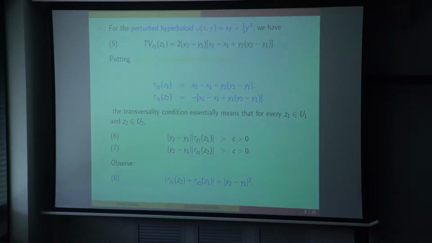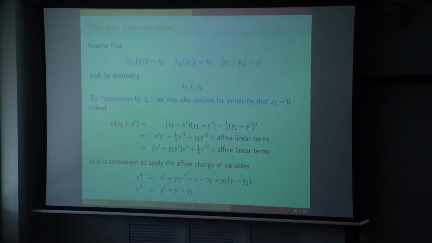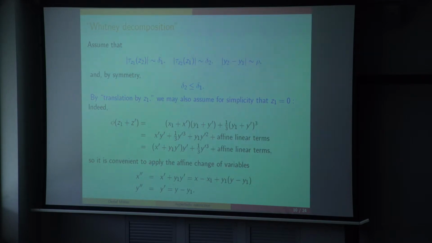So let's see. What can we do with this? This suggests choosing situations where tau z1 of z2 is of a certain size delta 1, tau z2 of z1 is of another size delta 2, and the distance between y2 and y1 is of a third size rho. Think of these numbers as dyadic numbers. And we can always, by symmetry, assume that delta 2 is the smaller of the two numbers, so delta 2 is less than or equal to delta 1.